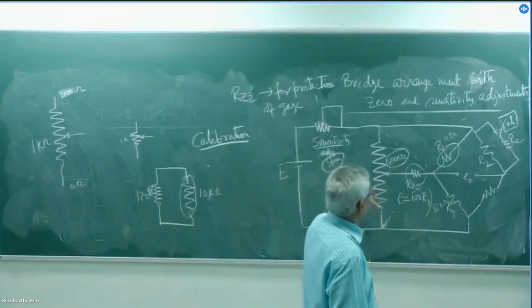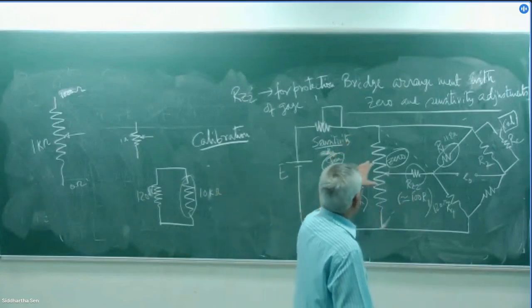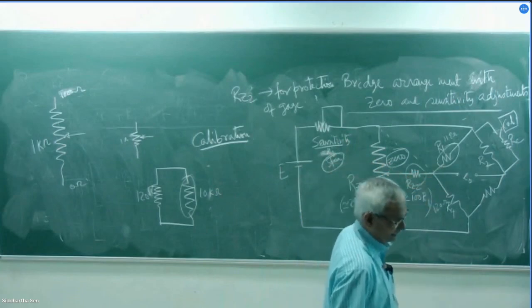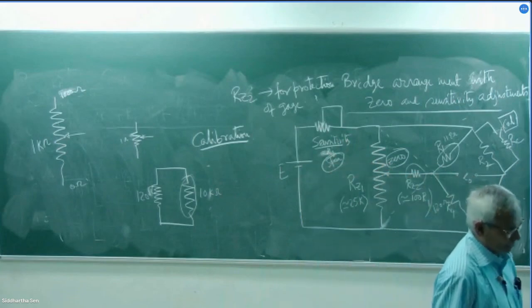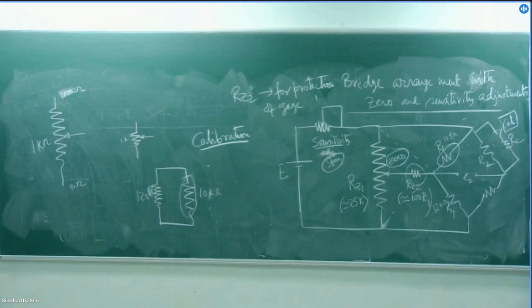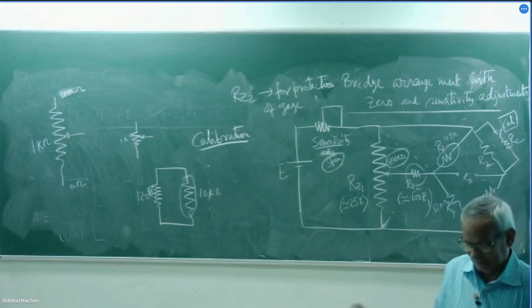We'll discuss it afterwards. So it's a very interesting thing: zero adjustment, span adjustment, and calibration. Calibration here means that we are actually not loading the system at all, because we don't have the infrastructure for it. That is often done for many instruments. I have shown it for only one case here.